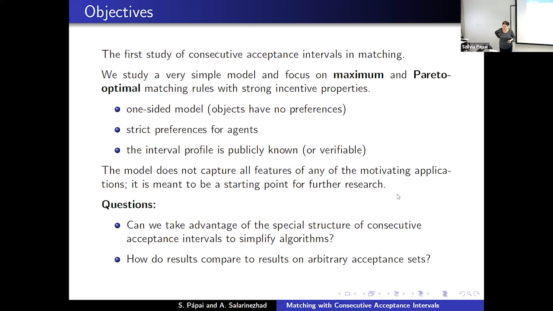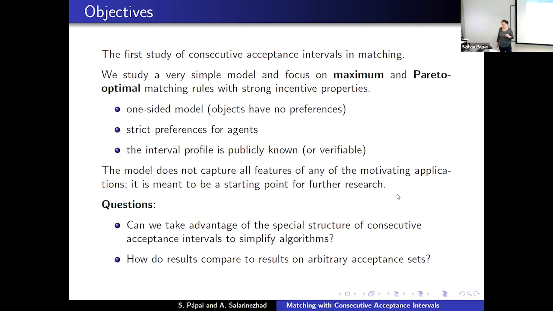Okay, question? Yeah, just a small question. I'm not so familiar with the vocabulary here. I was wondering, when you say it's a one-sided model where objects have no preference, like in the example of the entry-level jobs, then it would mean that the people applying would basically accept any job. Is it? Yeah. So exactly.